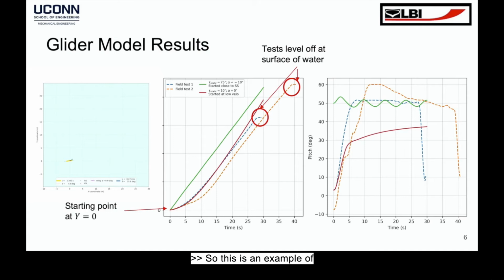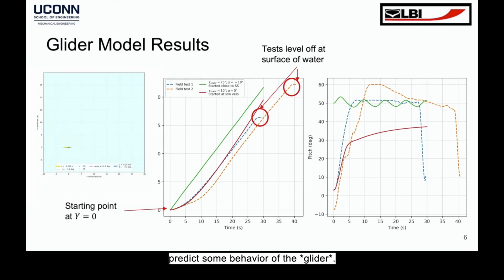So this is an example of some of the results that we get from the model. This animation shows how it moves through the water. And then these two plots on the right side compare the results to the tests. The two dashed lines are two experimental tests that LBI ran with the glider in the water, and the solid lines show the results of the model and how they compare. They're not exact matches. Some of the parameters had to be tweaked in order to get approximations, but you can see that it does start to predict some behavior of the glider.